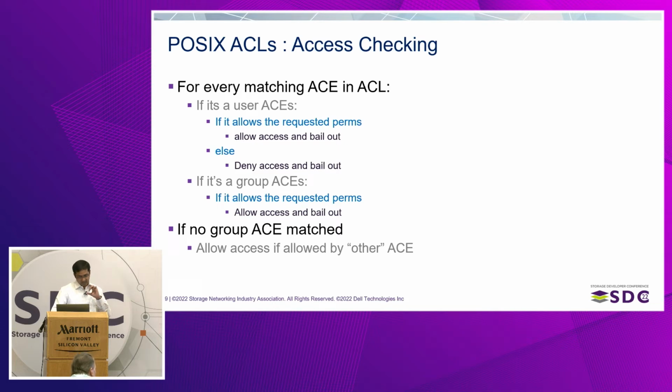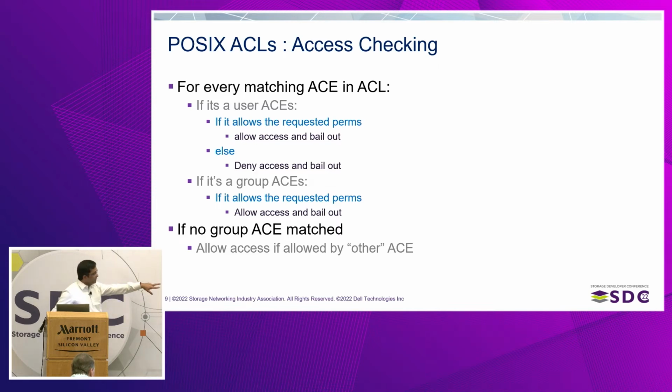We actually go through all the group ACEs, and we look for a group ACE which satisfies all the requested permissions. The crux of this is that we don't do bit accumulation, like NTFS ACLs. We don't collect all the bits of matched ACEs. We only accept a group ACE if it gives you all the bits that you requested.